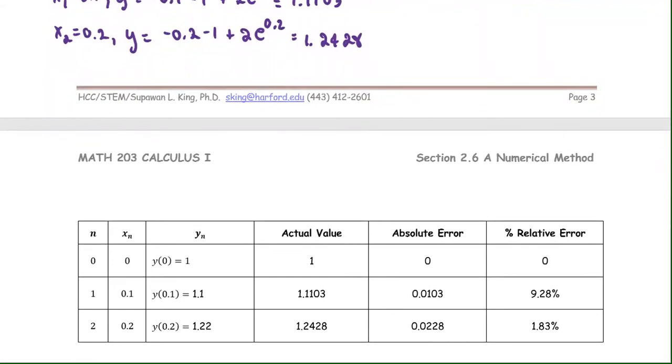Now we're going to put our numbers in the same table to see the comparison between the exact and the approximate. The approximation from Euler's method is in this column as y at 0.1 equals 1.1. The actual, or exact, value is 1.1103. The difference of these two numbers, or the absolute error, is 0.0103, which gives the percent error as 9.28%. At x equals 0.2, y at 0.2 is 1.22 from Euler's method, and the exact is 1.2428, which gives the absolute error 0.0228, or the percent error of 1.83%.